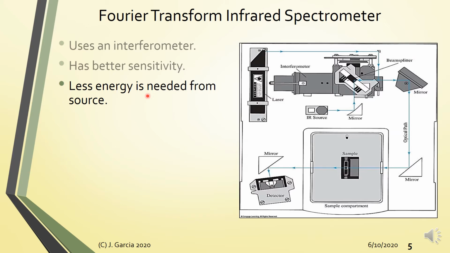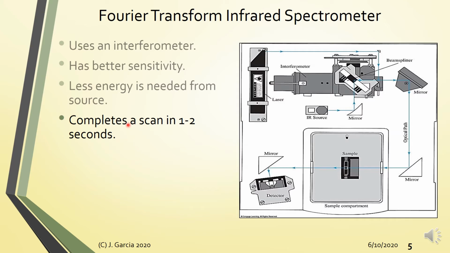And why is this? Because you have fewer optical components inside the IR. That grating, that prism, it really attenuates the energy or intensity of the incident light. All right, so this leads to better sensitivity. Okay, this is one of the advantages.